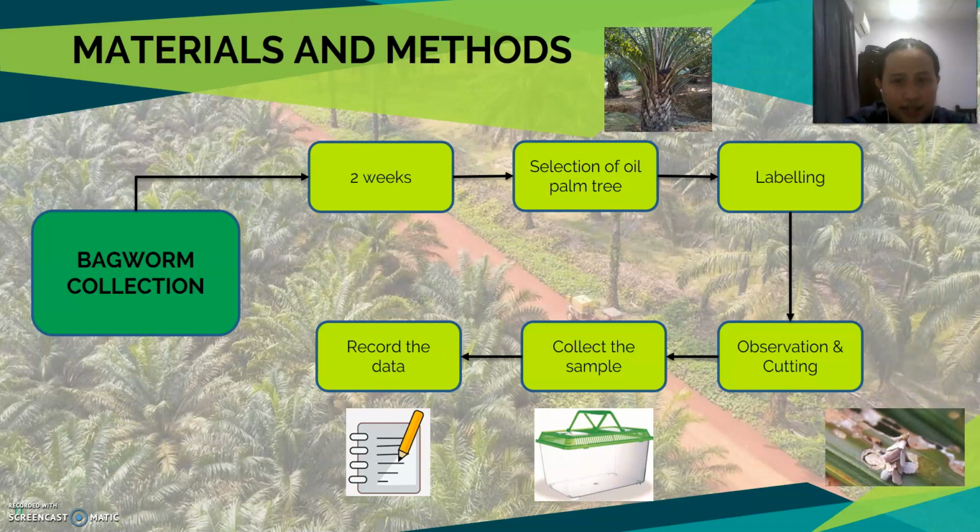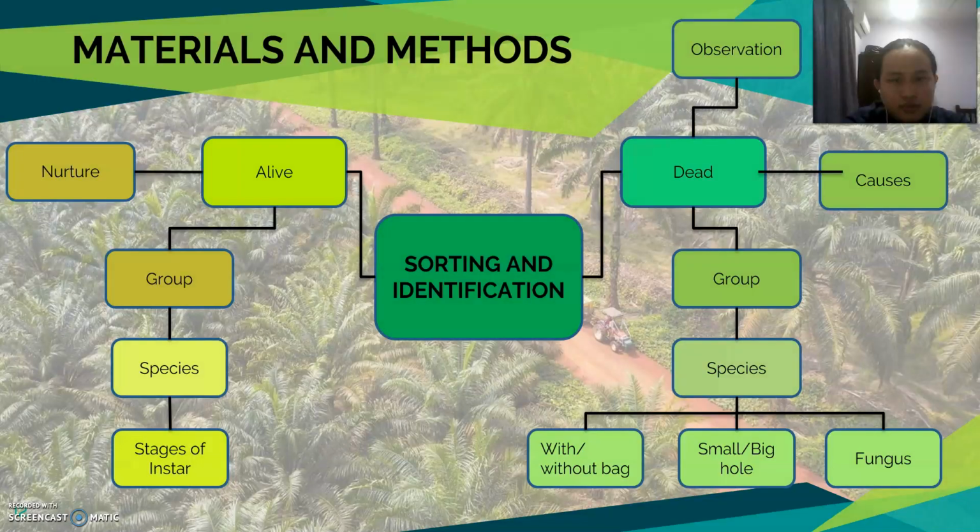Record the data. Time of sampling, data of temperature, rainfall, and pesticide application will be recorded every time the sampling is done. For the sorting and identification, the live and dead bagworms will be separated. The live bagworms will be sorted into different groups according to their species and sorted into the different stages of instar by observing the length of the bag.